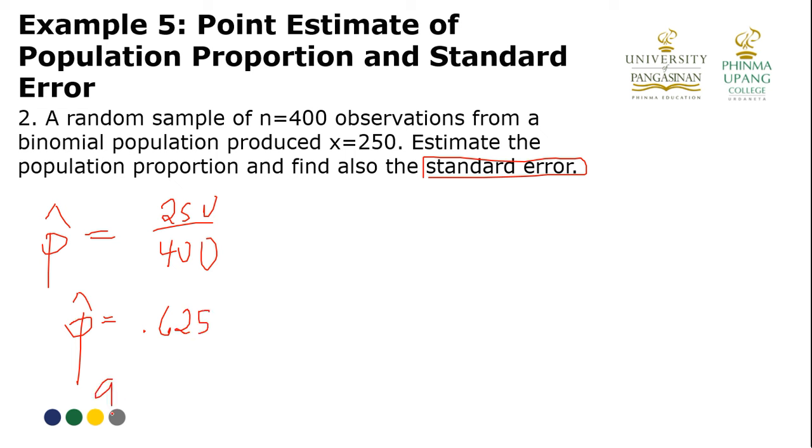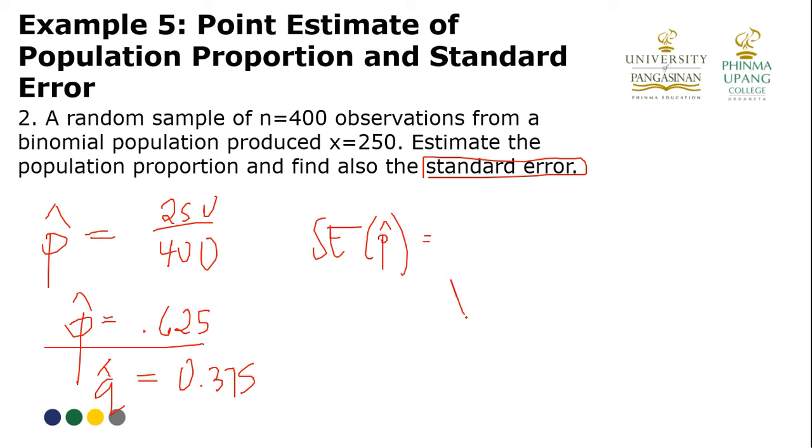So how about the Q hat? What is Q hat? What is the failure rate? Ilan naman yung Q hat natin? Ilan po yung Q? So 0.375. Okay, next. Let's solve the standard error of the sample proportion.